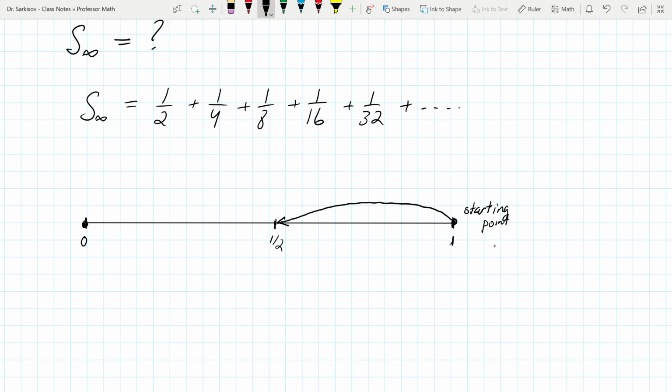And then let's do this. Now, what's plus a fourth? A fourth is half of a half, right? So we're going to jump another, see that? Another half, but half of this interval now, okay?